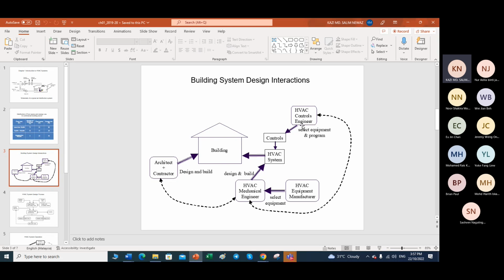Once the information is coming there, another point is involved: the maintenance and load calculation, and what the size of these will be, is done by the HVAC mechanical engineer, plus how much the refrigeration unit will be. All these things will be considered by the mechanical engineer. He will do the selection of the equipment and talk with the HVAC equipment manufacturer.